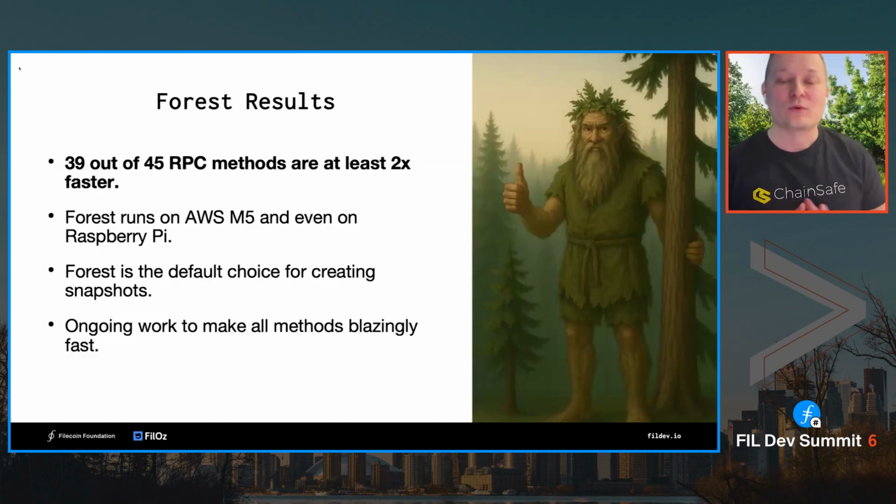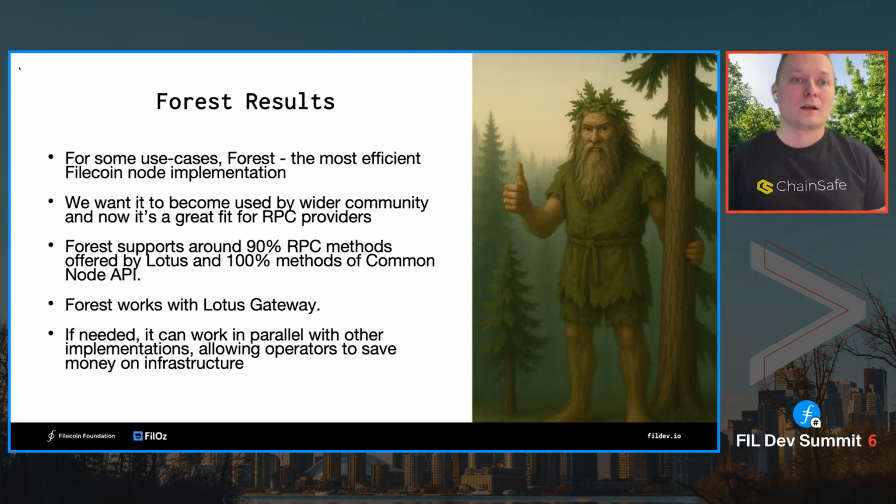Thanks to its speed, Forest is the default choice for creating snapshots. When we last measured the performance of Forest, it managed to create snapshots in 30 minutes, while in Lotus it took 2.5 hours, as far as I remember. And we are working hard to make the remaining methods blazingly fast. I can already state that for some use cases, Forest is the most efficient Filecoin node implementation.